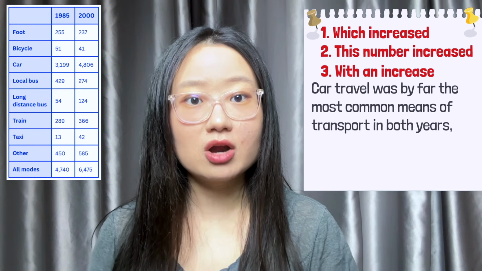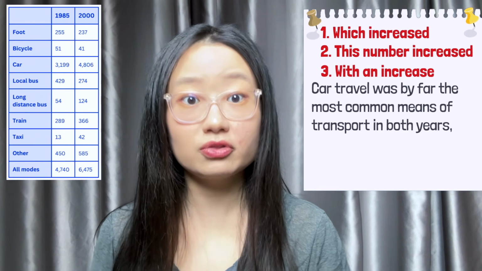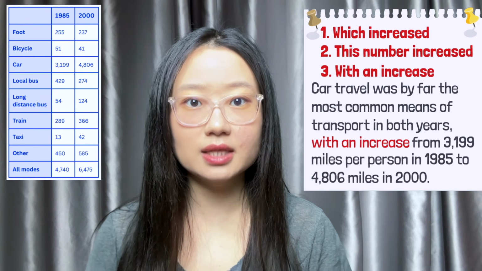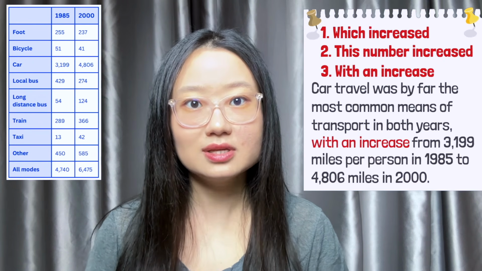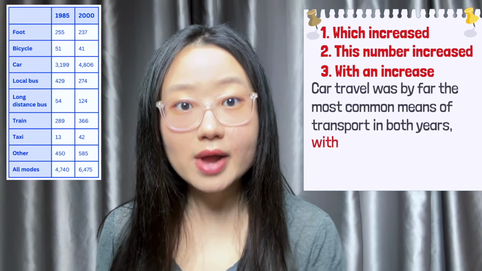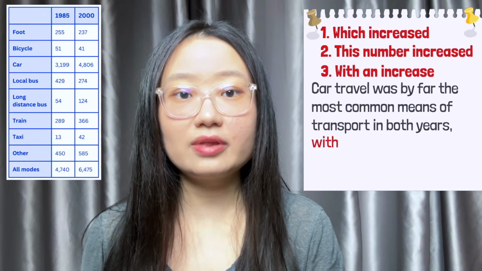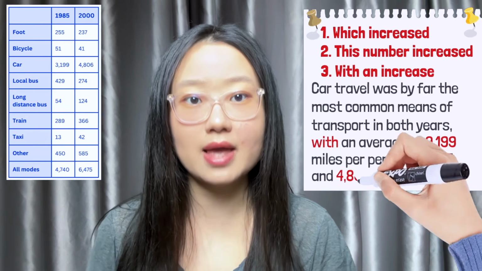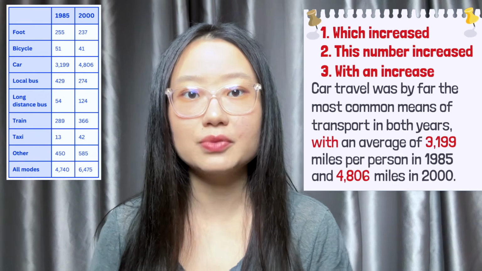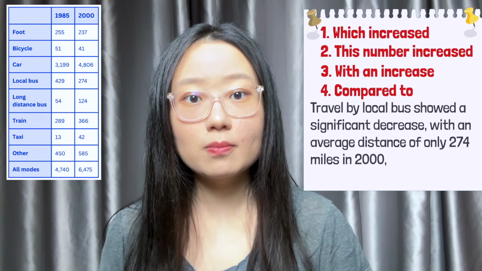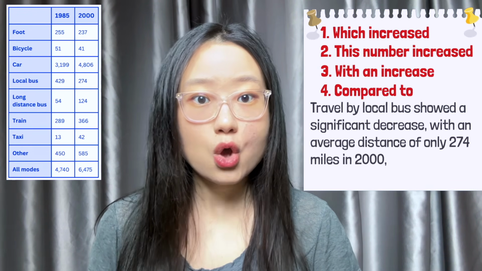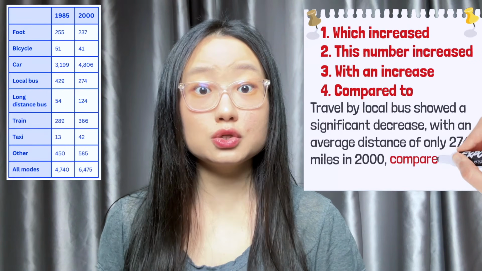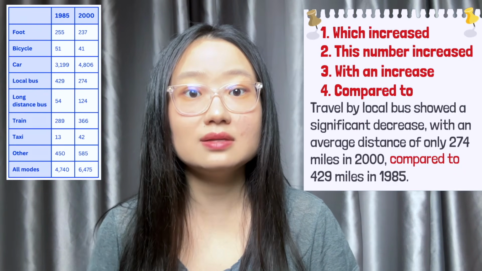3. With an increase. Car travel was by far the most common means of transport in both years, with an increase from 3,199 miles per person in 1985 to 4,806 miles in 2000. Or you can directly list the 2 numbers after with an average of 3,199 miles per person in 1985 and 4,806 miles in 2000. 4. Compare the 2. Travel by local bus showed a significant decrease, with an average distance of only 274 miles in 2000, compared to 429 miles in 1985.